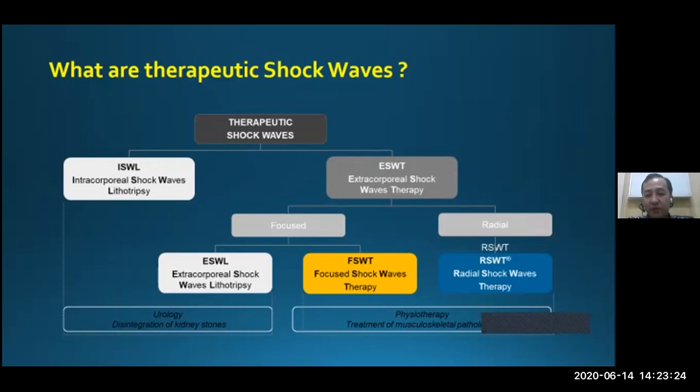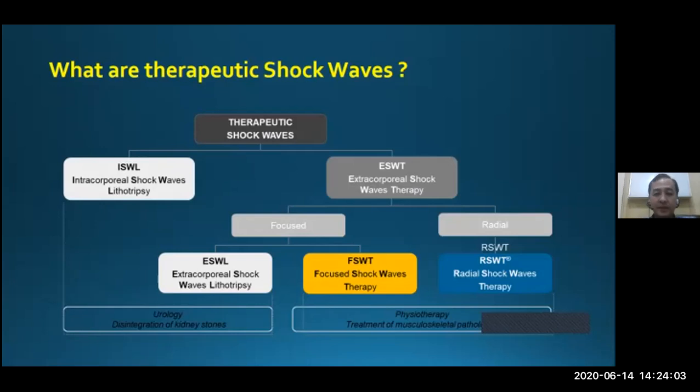And extracorporeal shockwave therapy is also divided into two, focused and radial. And focused is also divided into two: extracorporeal shockwave lithotripsy and focused shockwave therapy, and radial shockwave therapy. The intracorporeal shockwave lithotripsy and extracorporeal shockwave lithotripsy are used in urology for disintegration of kidney stones, and in the physical medicine and rehabilitation field, especially for musculoskeletal medicine, we are using the focused shockwave therapy and radial shockwave therapy.